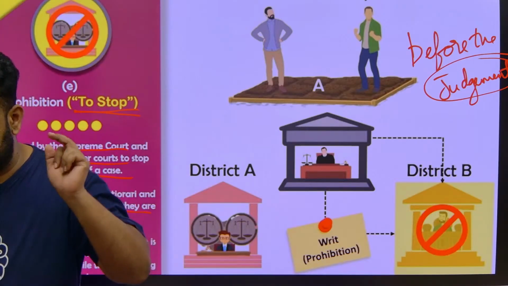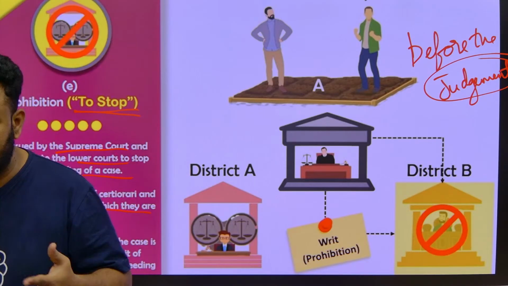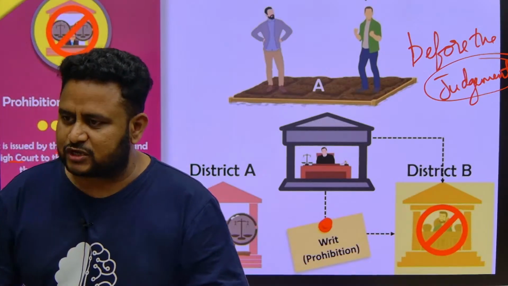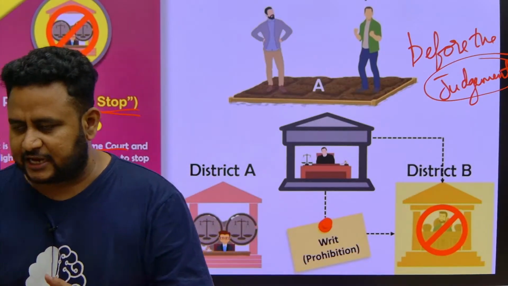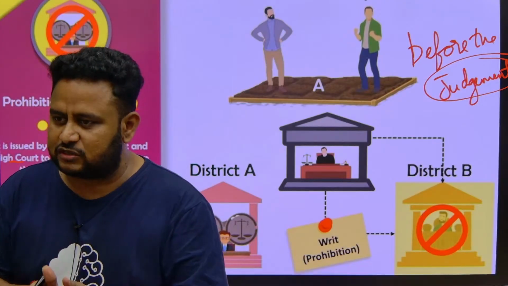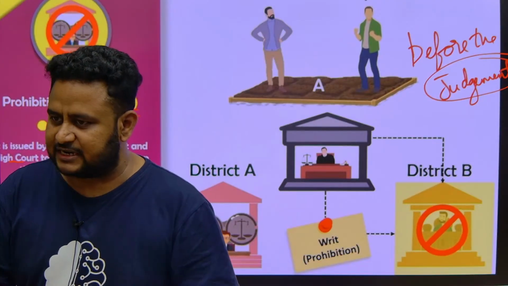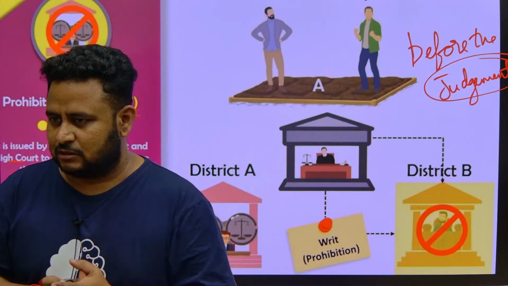Article 12 is talking about what is a state. Anything that represents government is a state. Article 13 is talking about judicial review. Similarly, 33, 34, 35, it is talking about fundamental rights, some exceptional cases. What are they? Let us see.